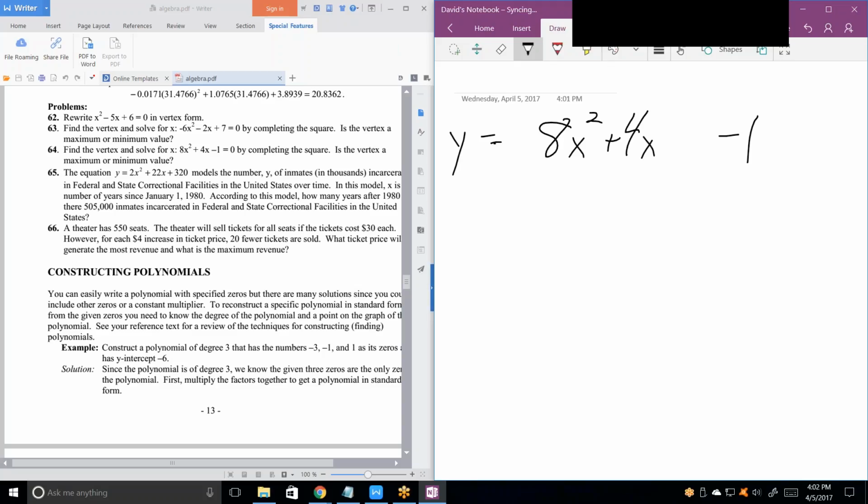Okay? Now, how do we complete the square and put it in vertex format? Remember what the general format for vertex format is? Isn't it A times, oh, A times X minus H. Okay, yeah, now I remember.